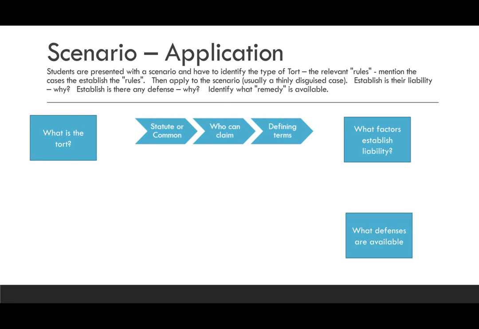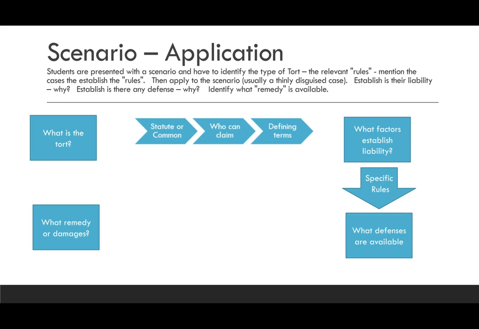The third cornerstone then is what defences are available to the defendant. If a claim is being brought against them for damages, are there any factors that they can put in place? And finally, what remedies or damages are available?